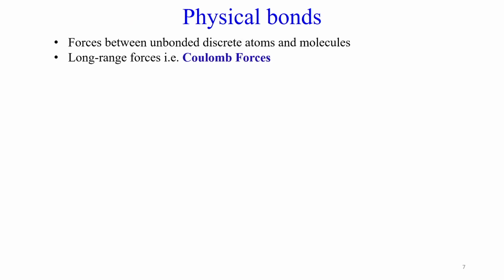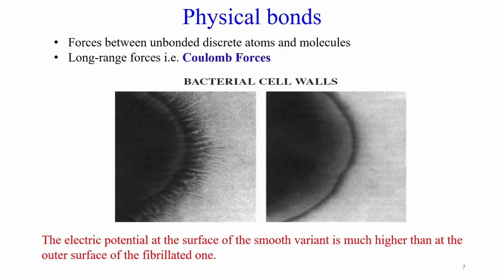Next one is the physical bond. As I told, first it is a long range force. One example is the Coulomb force, and as it is a long range force, it acts between unbonded discrete atoms and molecules. So, I will start with one example of this physical bond or electrostatic interaction.